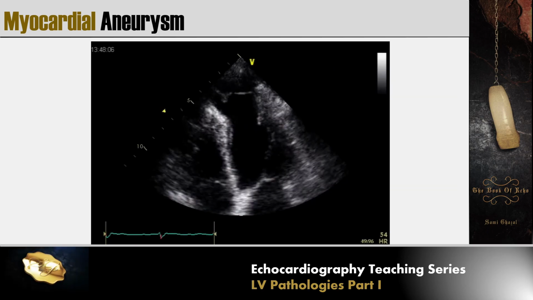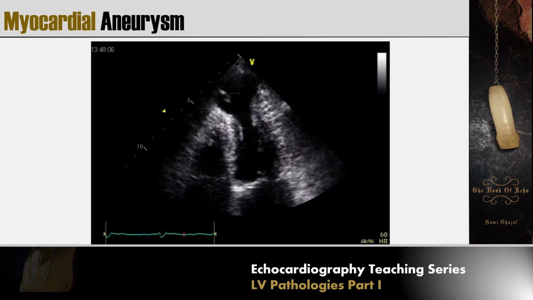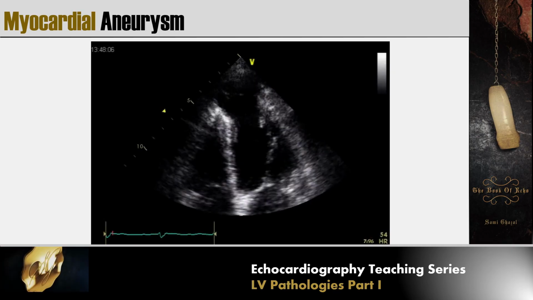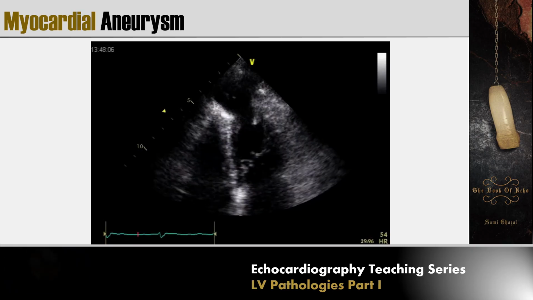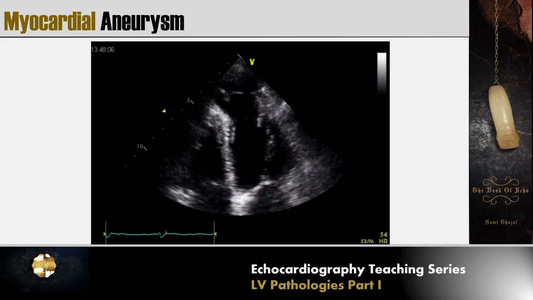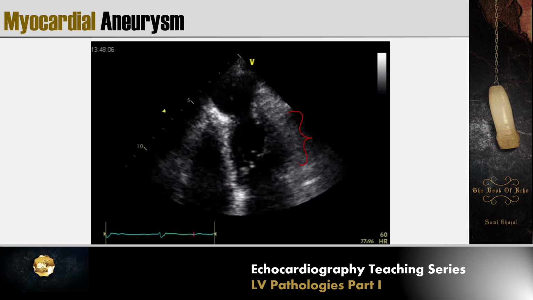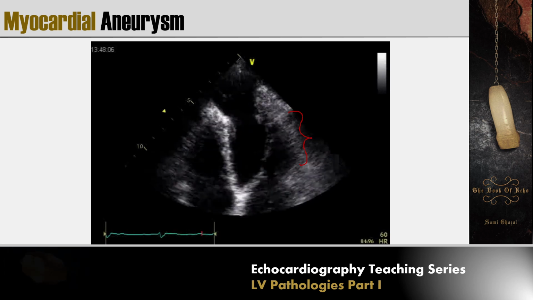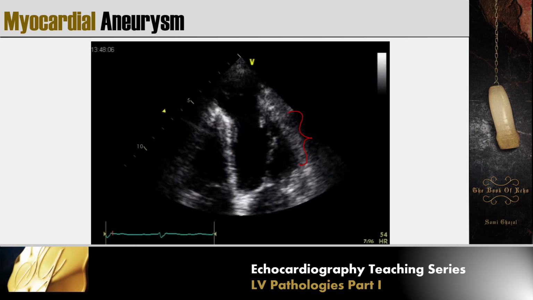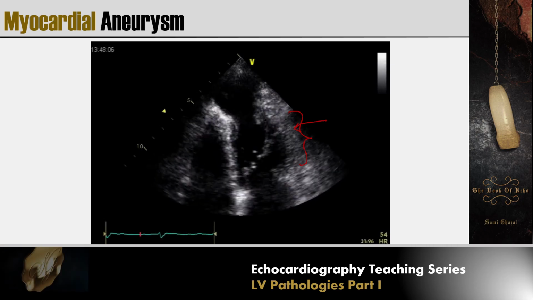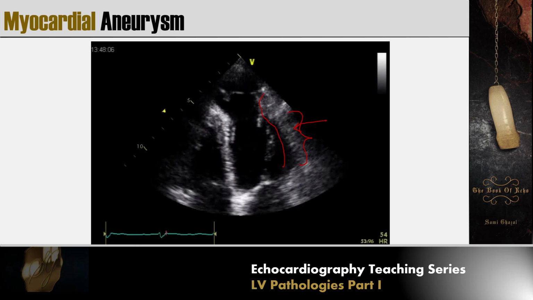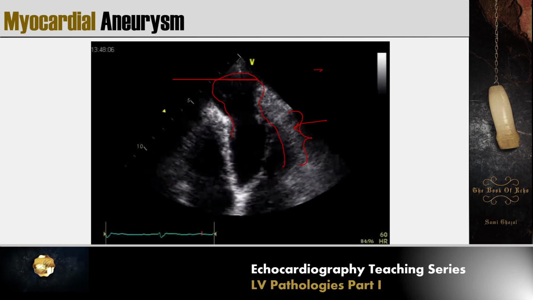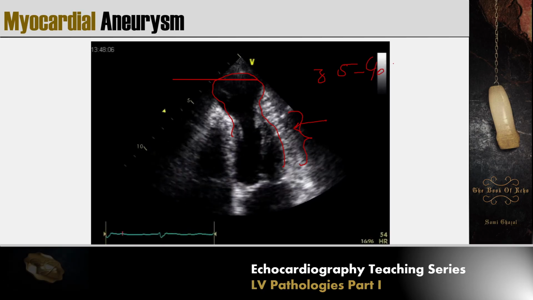Now also LV aneurysm can act as a dead space or a reservoir that does not contribute to ejection fraction. If you notice here, you will see that this lower part, proximal to mid walls, are contracting fairly well, and ejection fraction in this lower part is normal. However, if you calculate everything including that aneurysm, your ejection fraction might be maybe 35 to 40% max.